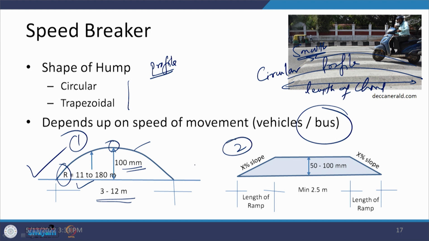If we look at the other design, design 2, which is a trapezoidal design, in this case the slopes are going to be there on either side, and there is a straight, flat section at the top in between, and this is a minimum of 2.5 meters. Based on this x% slope, there is going to be a length of the ramp, and the height is again restricted to up to 100 mm, with a minimum of 50 mm in this case.